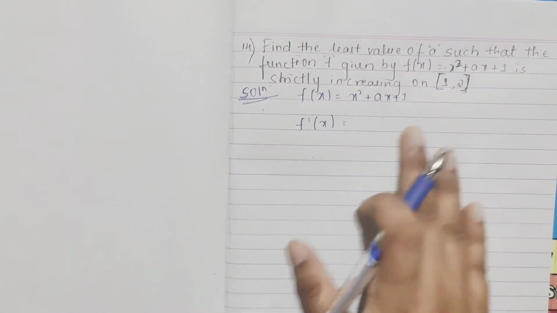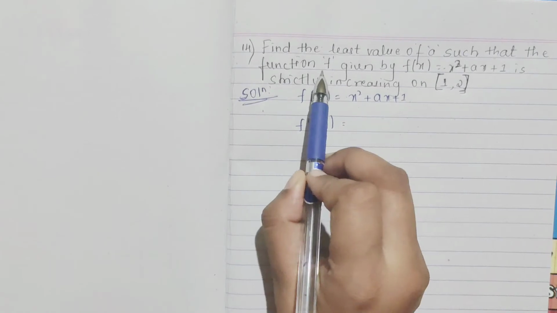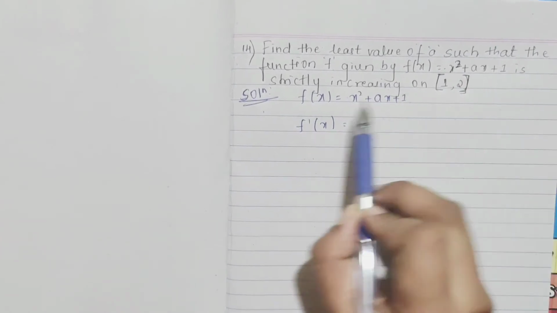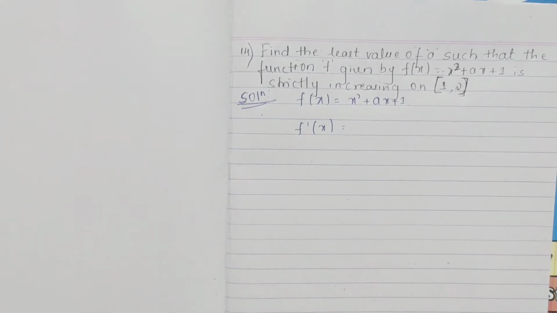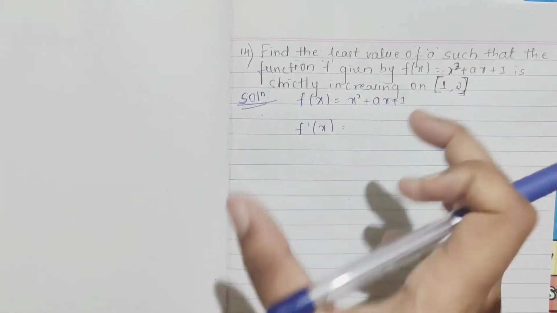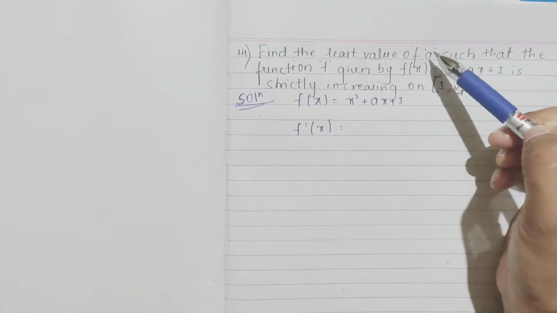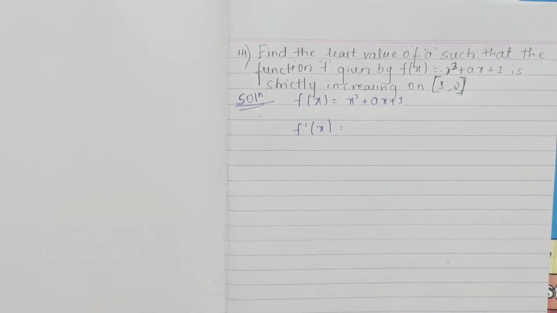The next question, the 14th one. Find the least value of a such that the function f given by f of x equals x square plus ax plus 1 is strictly increasing on the closed interval 1, 2. Here you see this question is a bit different. They have already said it is strictly increasing, and you have to find the least value of a. We will solve it in the same procedure.